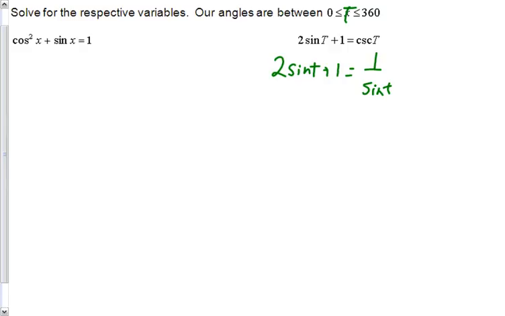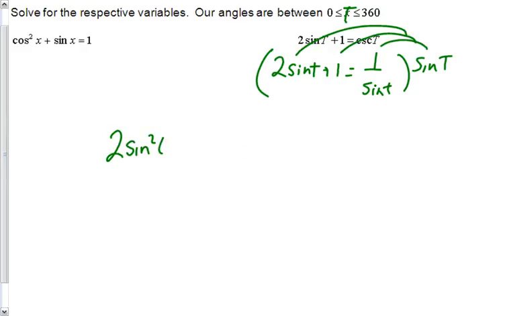Now I'm going to solve this wonderful thing. Well, what can you do to everything? Well, if I have a standard function, I usually want to clear the denominators. You can either cross multiply, which will work, or just multiply everything by sine of t. If you multiply that, you got to distribute to everything. Okay, so I get 2 sine squared t plus sine of t equals 1.